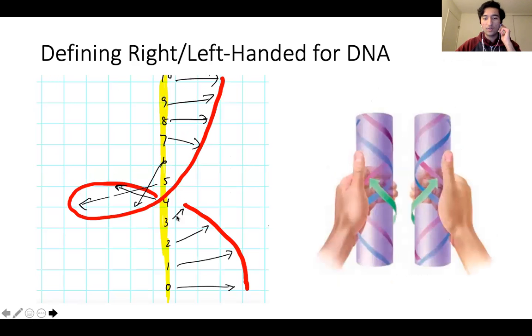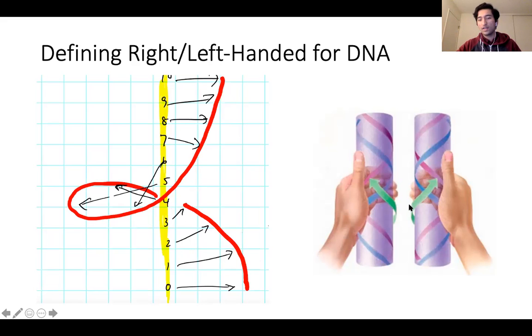Now just to go on to this intuition of what makes a DNA molecule left-handed versus right-handed, here you see an example of a right-handed helix. One way that I like to think about this is to pretend that this is a stairwell and this red line is the handrail. You could think about which hand you would use to grip the handrail as you're going up. In this case, it would be your right hand as you're ascending the helix.